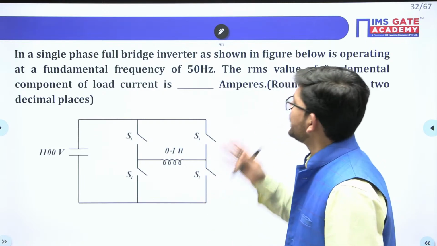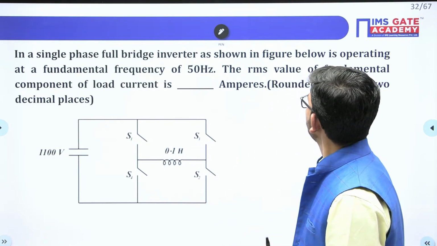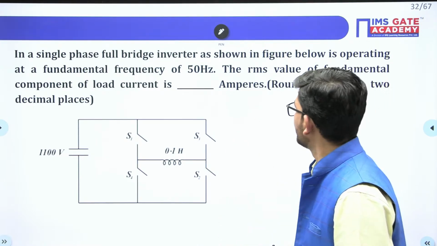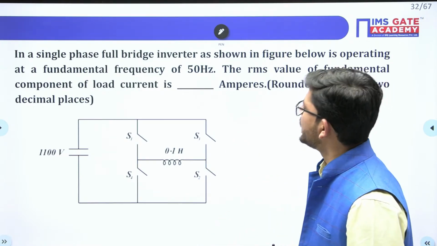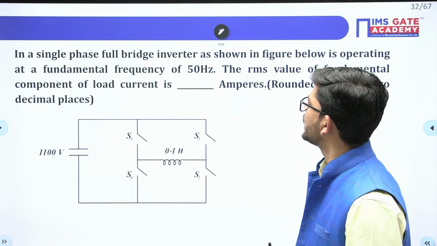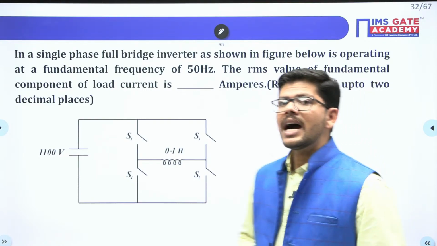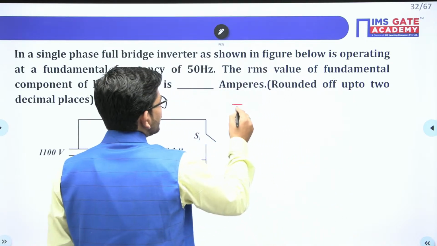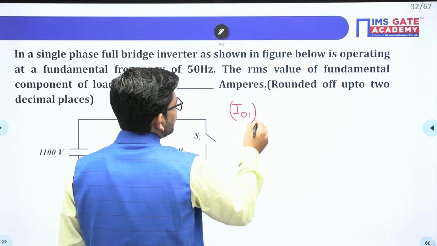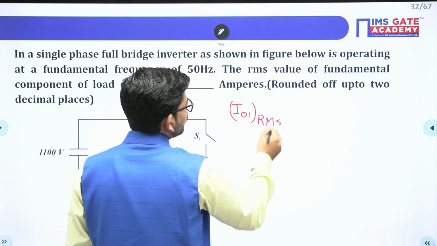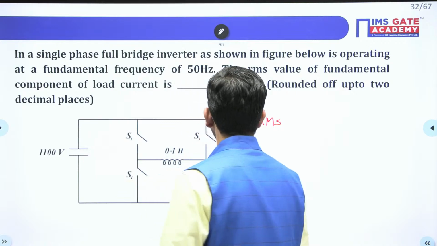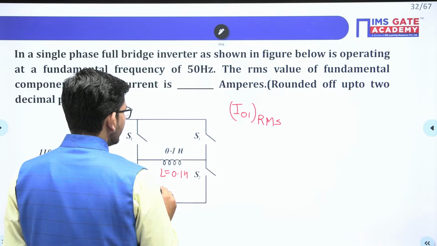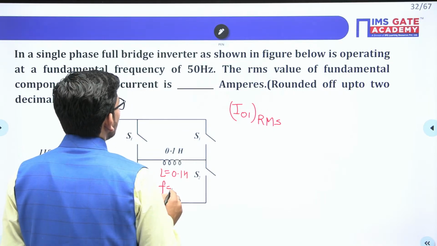A single phase full bridge inverter, as shown in the figure below, is operating at a fundamental frequency of 50 Hz. The RMS value of the fundamental component of load current in ampere will be. We have to determine the RMS value of the fundamental load current. The value of inductance L is given as 0.1 henry, and the frequency is 50.